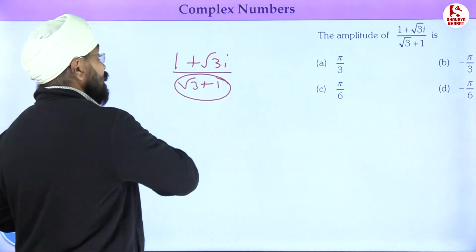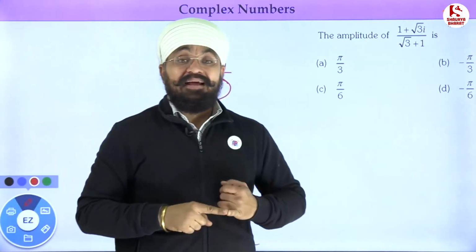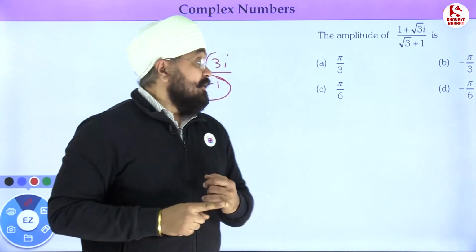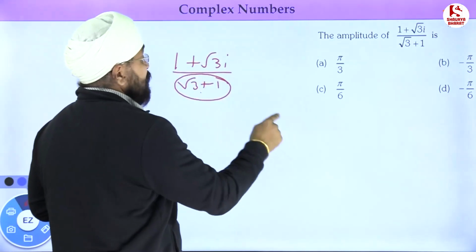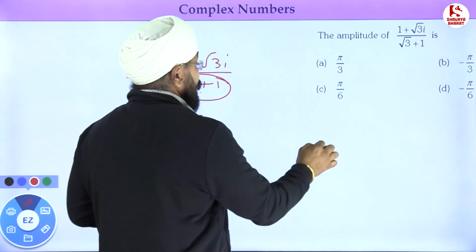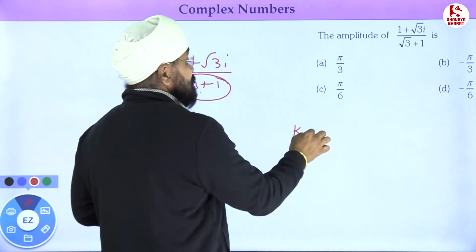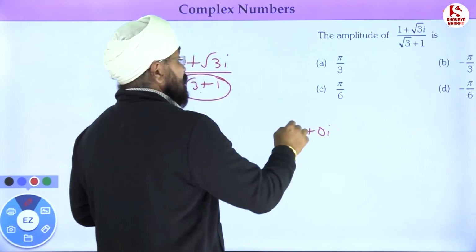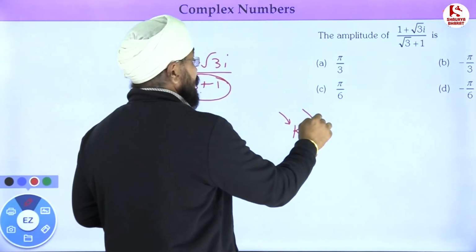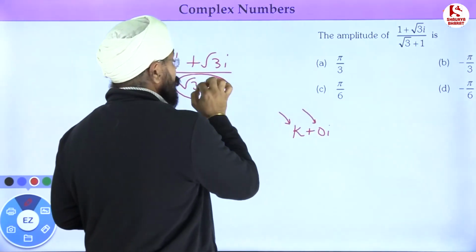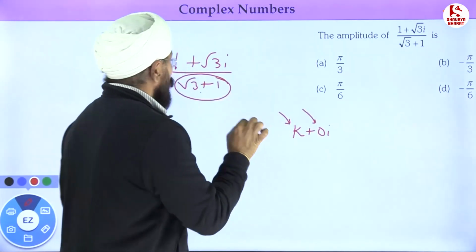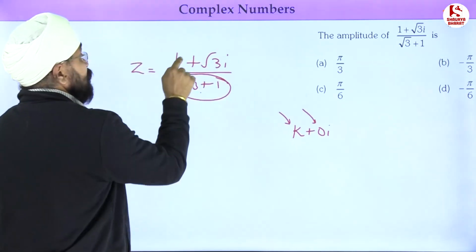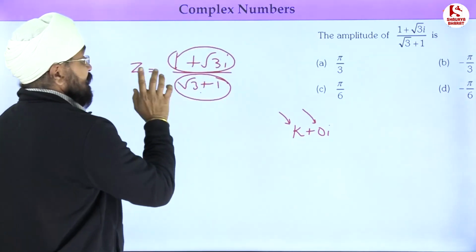This one is purely real. This is not going to play any role, because it can be treated as a constant. Whenever it is just a constant, that constant can be written as k plus 0 iota. That means cos has some answer, but sine is 0. Here its argument is 0. So we are having a complex number in which this one is z1 and this one is z2.